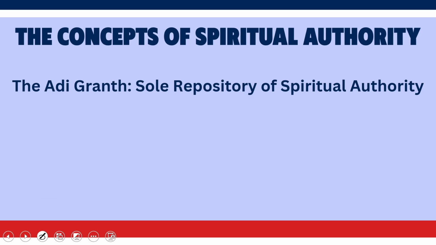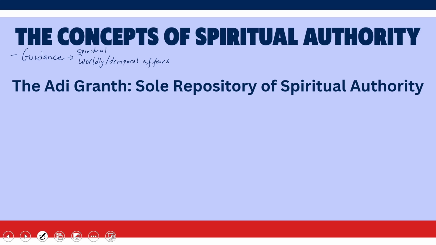So what is the role of the spiritual authority? Okay, one is guidance. And here we see that the guidance is both spiritual as well as with regards to worldly or temporal affairs. And this we see is found in the spiritual texts in the Adi Granth or the Guru Granth Sahib.